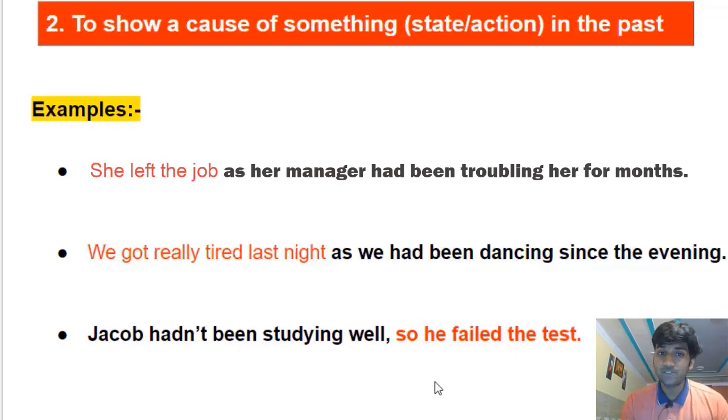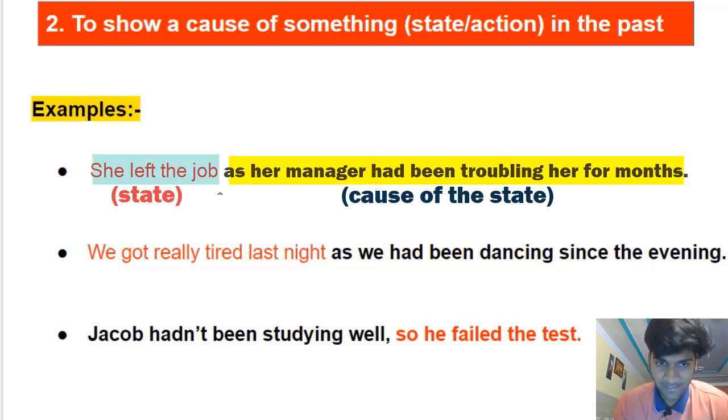Okay. Number two, to show a cause of something, which is basically a state of existence, a state of being, or sometimes an action in the past. All right, in the past. Look at the examples. She left the job as her manager had been troubling her for months. For months means many months. We're not talking about a particular time duration.